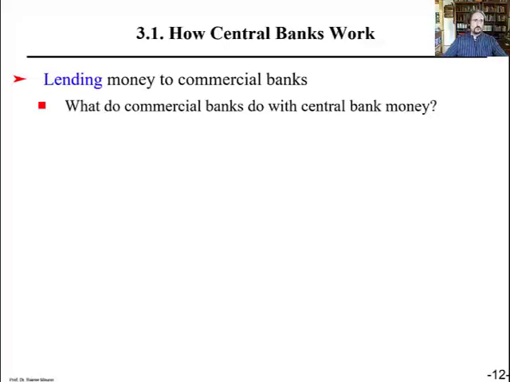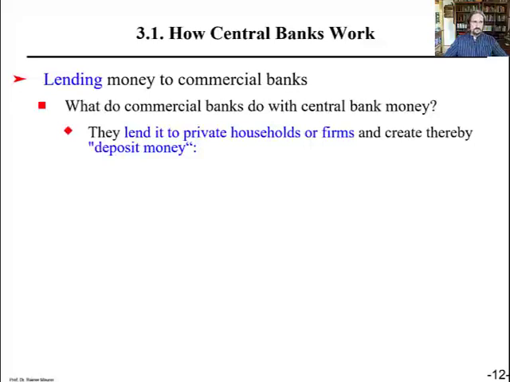The question is now, what do commercial banks do with this central bank money? Well, they lend it to private households or firms, and in doing this, they create additional money, interestingly. This is called deposit money. Deposit money is the money you have on your Giro account, for example. So it is cashless money.